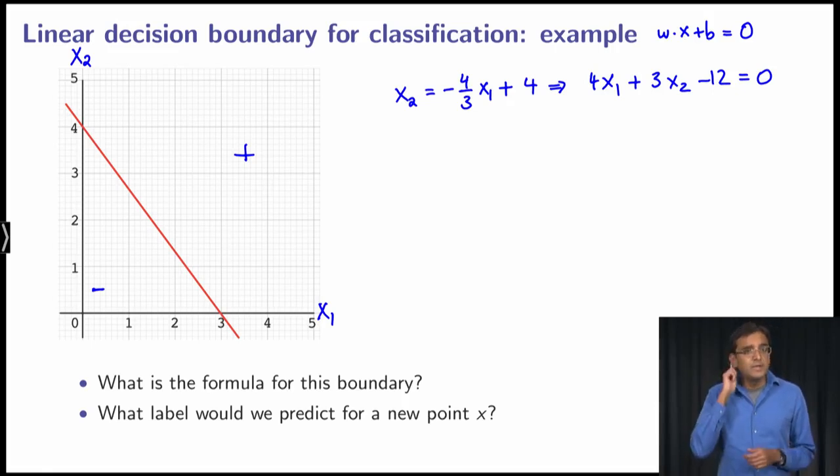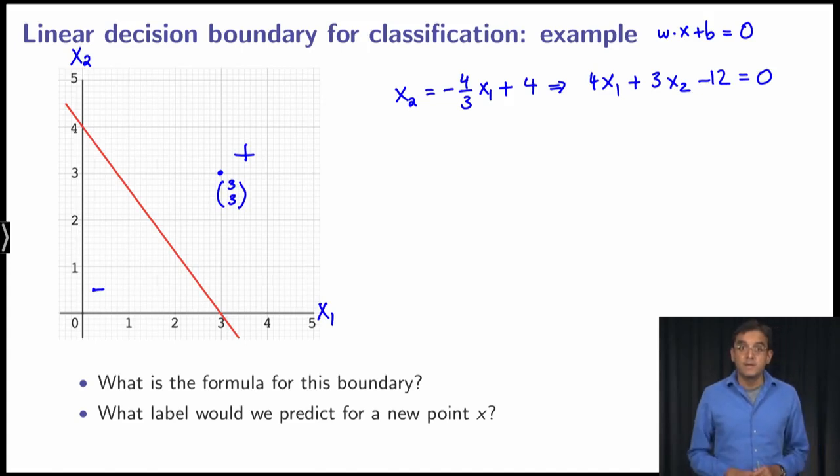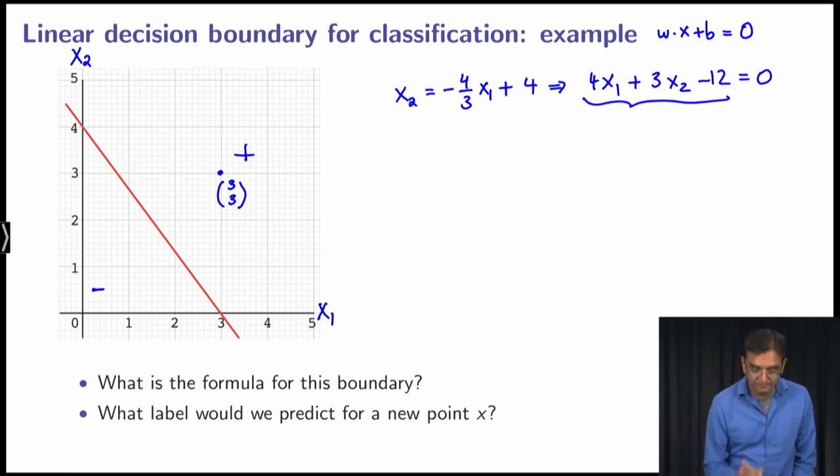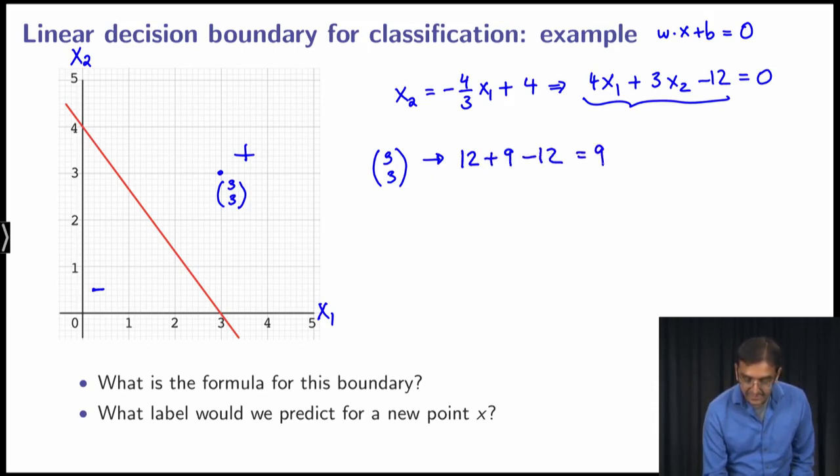Now, how do we make a prediction on a new point? Let's say we get a new point x, maybe this point over here, (3, 3). How do we predict the label at that point? Well, we plug it into our linear function. We plug in (3, 3). What do we get? We get 4 times 3, 12, plus 9 minus 12. That's 9. That's greater than 0. So we classify it as positive.